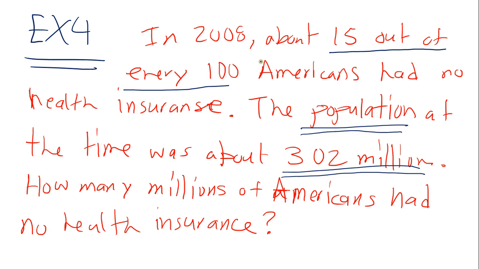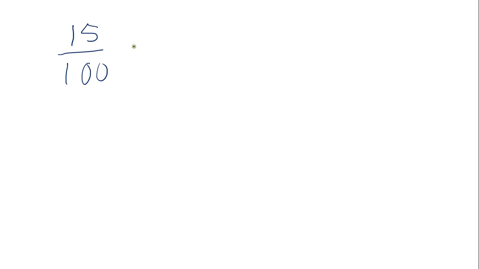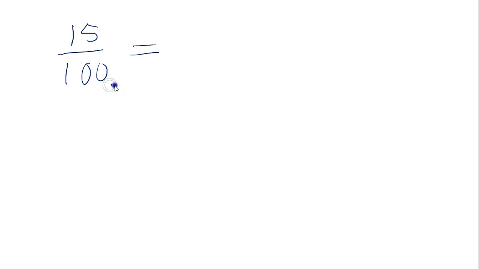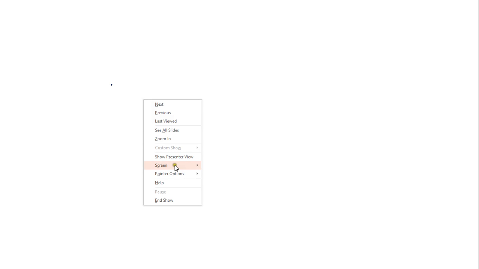And so what do these numbers actually mean? Every 100 Americans, we're talking about the American population, and so that's people. So basically what we have is 15 out of 100 relates to what? Before I even go writing it in a ratio, let me step back for a moment. Backtrack for just a little bit.